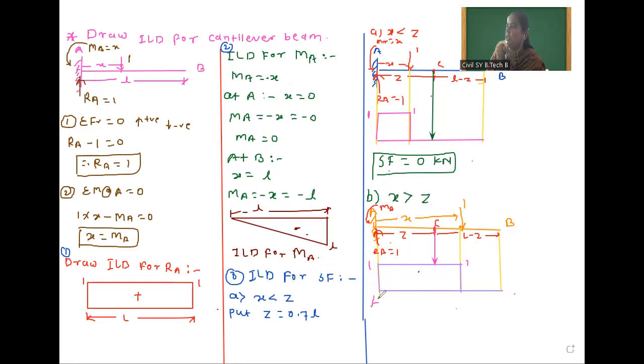Okay. This is A point, this is C point, and this is B point. So the shear force is equal to 1, and after that we have to combine these two figures. For x less than z, the value is 0, and for x greater than z, the value is 1. So we will draw the combined ILD for both cases. So now we will draw the ILD for shear force.